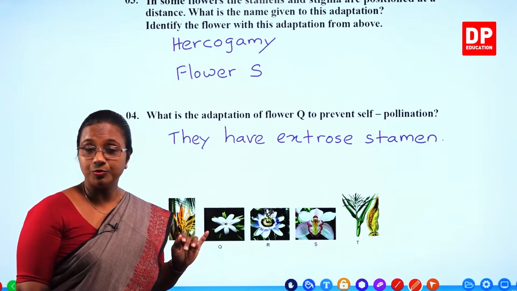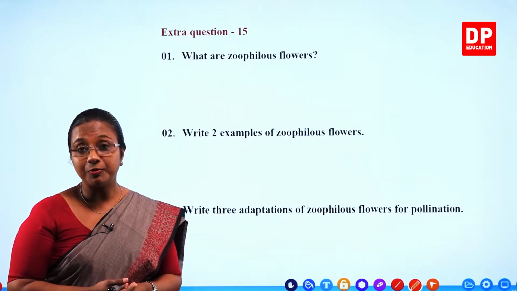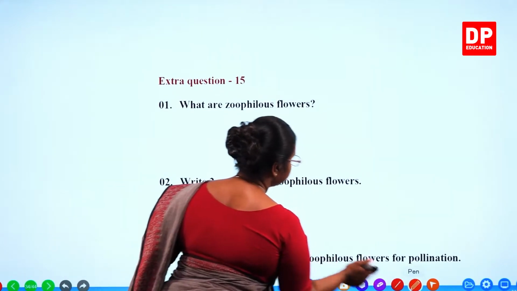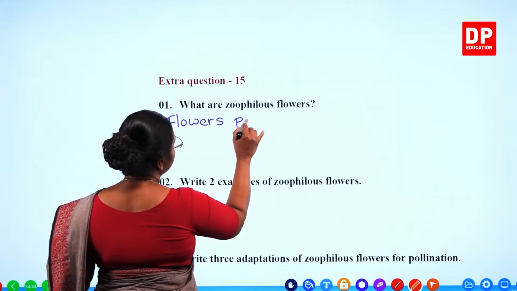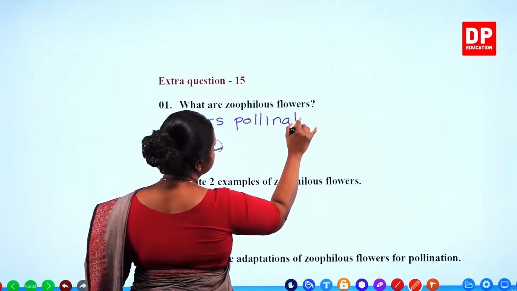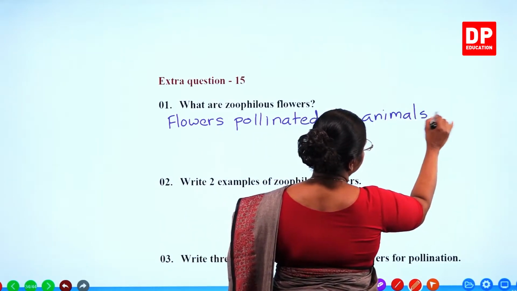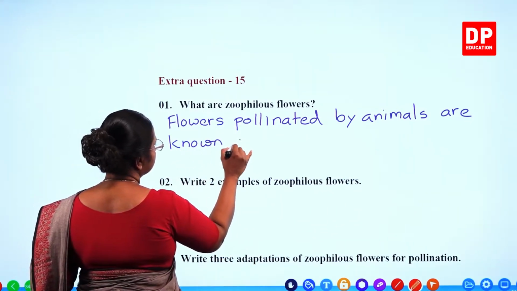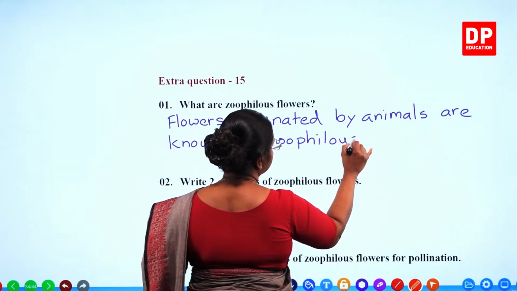With that students, I am going to move on to the next question. Extra question 50. What are Zoophilus flowers? Flowers that are pollinated by animals. So those are the Zoophilus flowers. Flowers pollinated by animals are known as Zoophilus flowers.